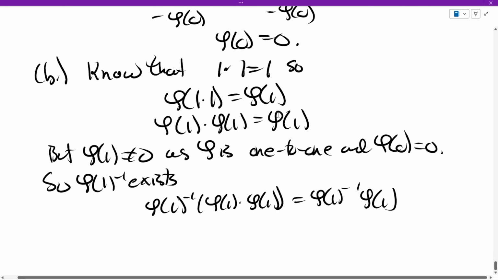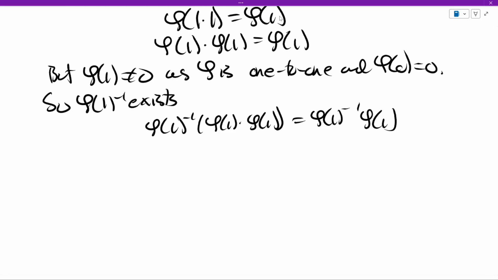Scroll down quite a bit. All right, these guys, I'm just going to do in red. These ones cancel, and we're going to get phi of 1 is 1. Fantastic. So phi preserves the multiplicative identity.